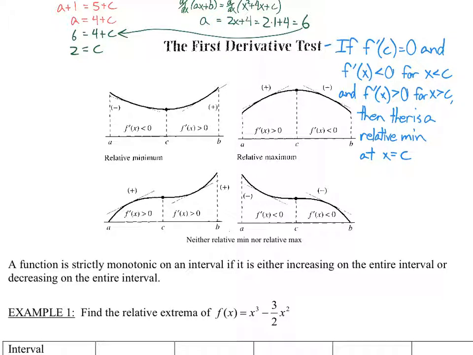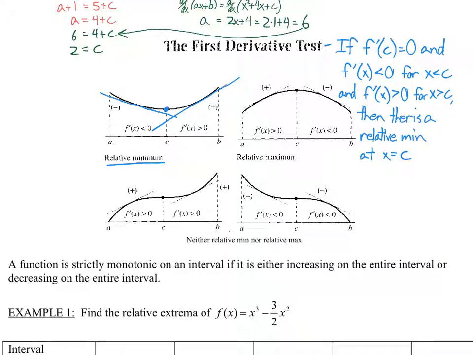Well, this is our first derivative test. So that's this case right here. Notice to the left of c, our derivative is negative, because the slope of the tangent line is negative. To the right of c, the slope of the tangent line is positive, so the derivative is positive. Therefore, at c, there is a relative minimum. F prime of c does have to be 0.